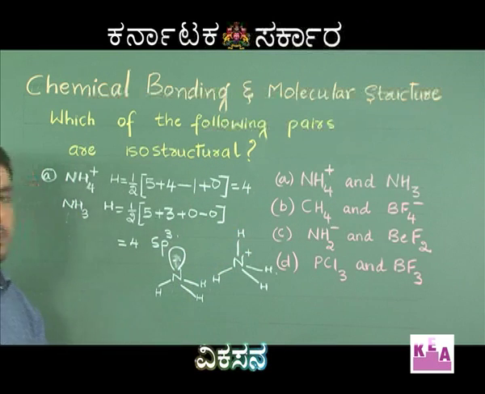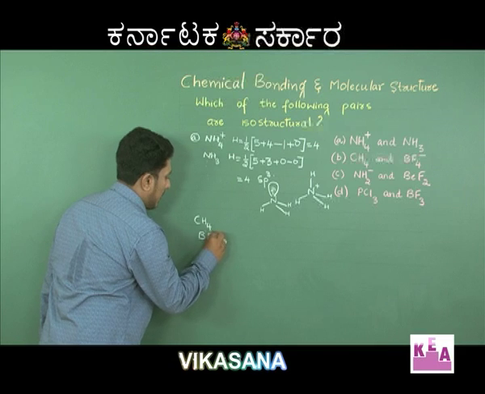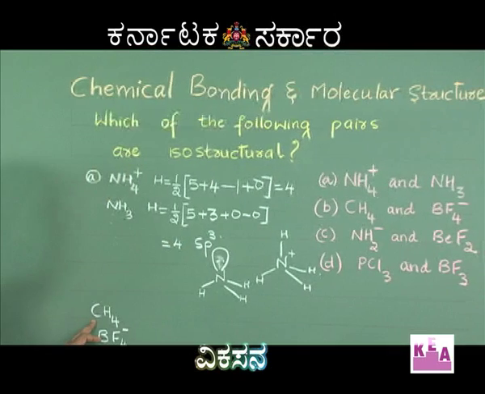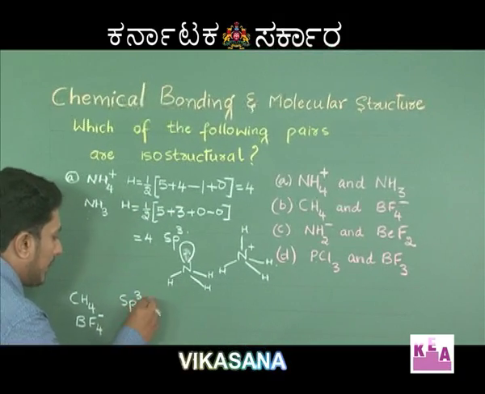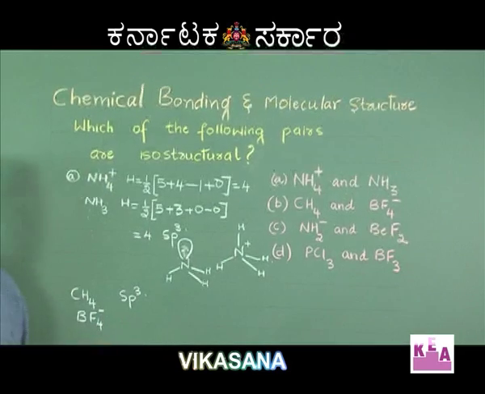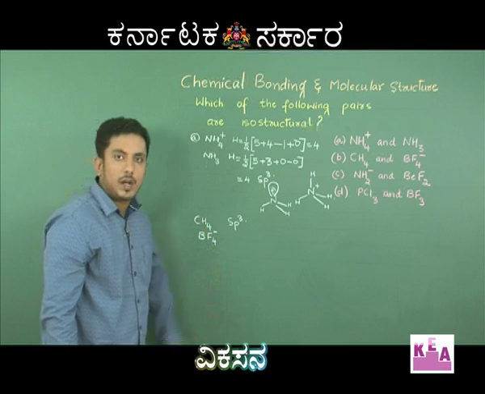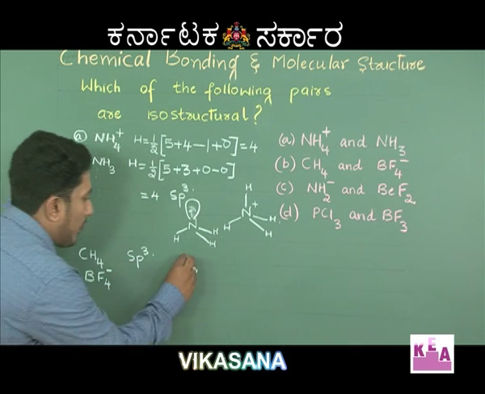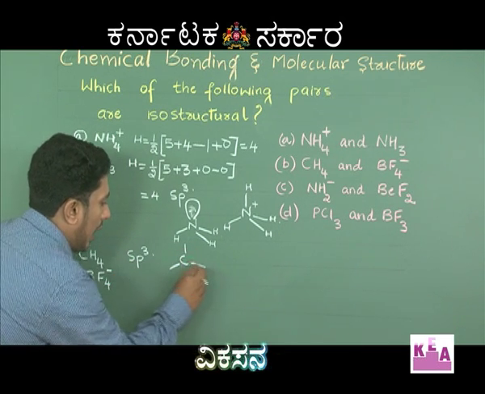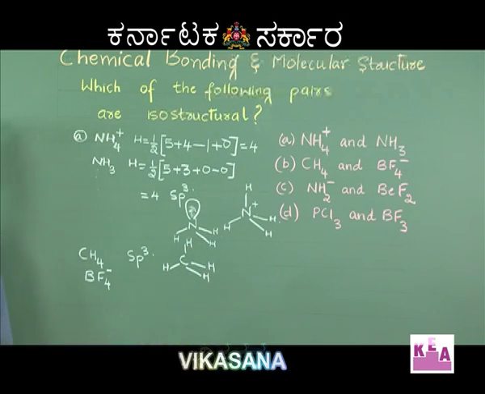Let's check option B. In option B, we have methane and we have BF4 minus. If we calculate the hybridization of carbon in methane by using the formula, the hybridization of carbon will be sp3. sp3 indicates it contains 4 hybrid orbitals. Carbon is linked to 4 hydrogen. That means carbon contains 4 bond pairs and it doesn't contain any lone pair. That means all the 4 positions in carbon are occupied by hydrogen only. Hence, methane has a tetrahedral shape.